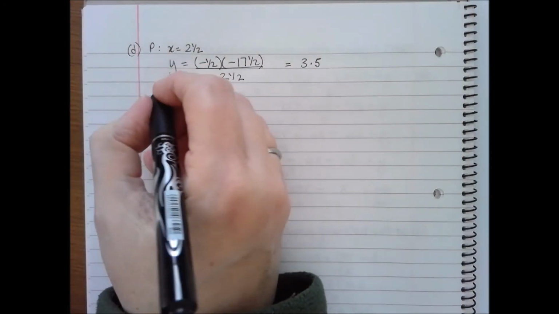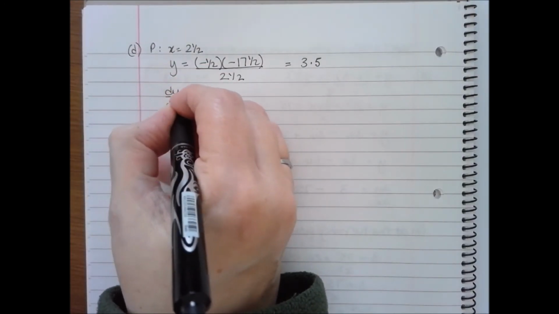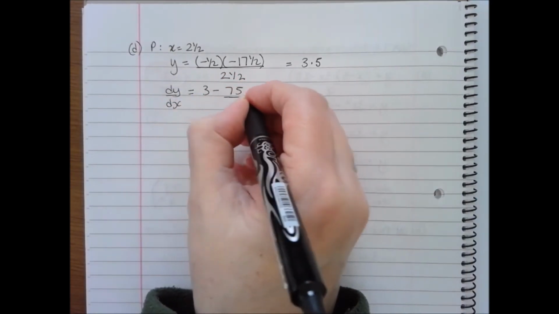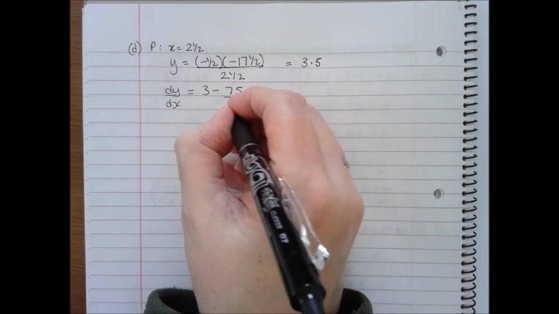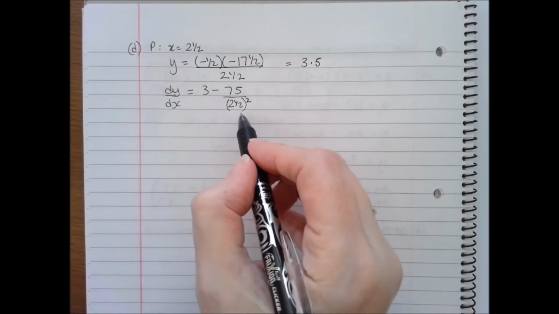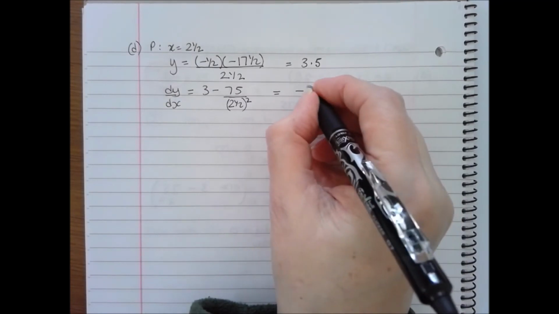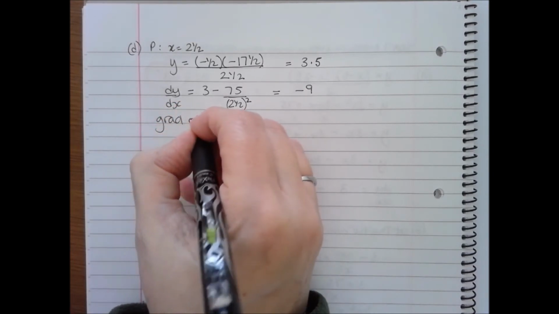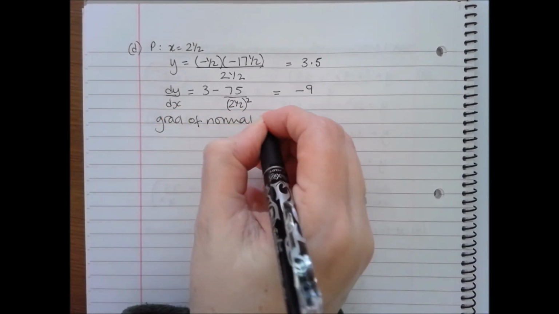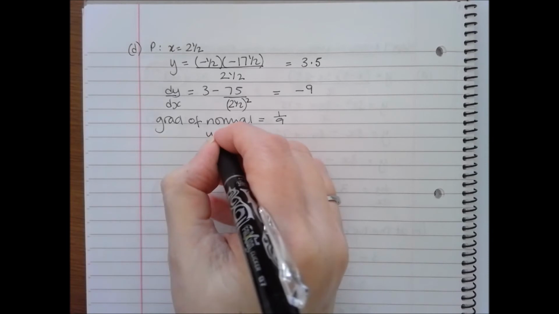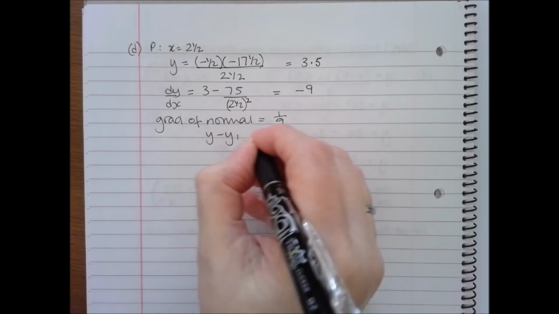And then dy/dx at the same point is equal to 3 minus 75 over 2.5 squared. So 3 minus 75 over 2.5 squared comes out to be minus 9. So the gradient of the normal is going to be 1/9.